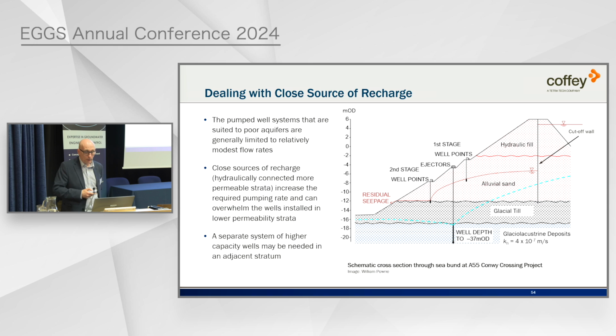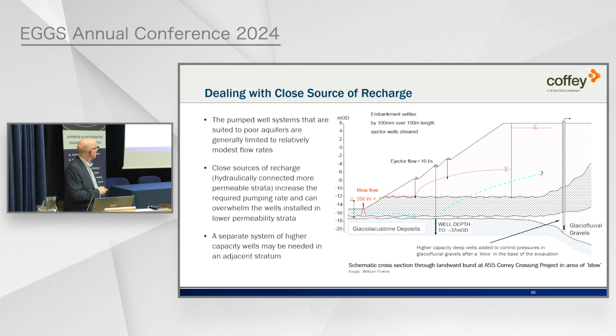But subsequently, there was a large blow, or uncontrolled inflow, in this excavation, and we ended up with about 250 litres per second of water coming in at one particular location. Very problematic. And obviously, if you do the maths, if this is genuinely a poor aquifer here, there's no way it can generate that sort of inflow.